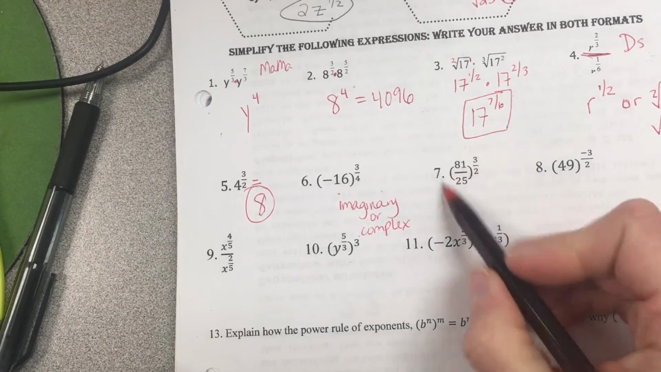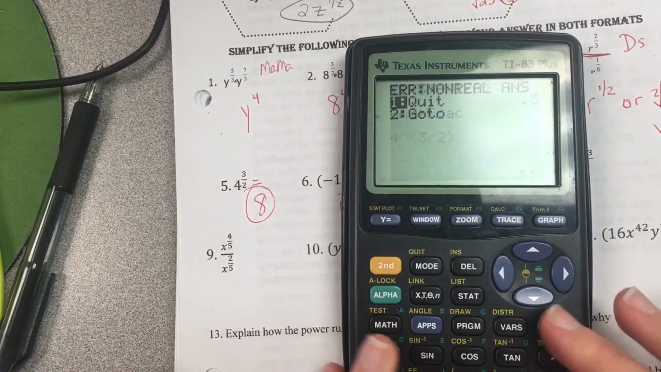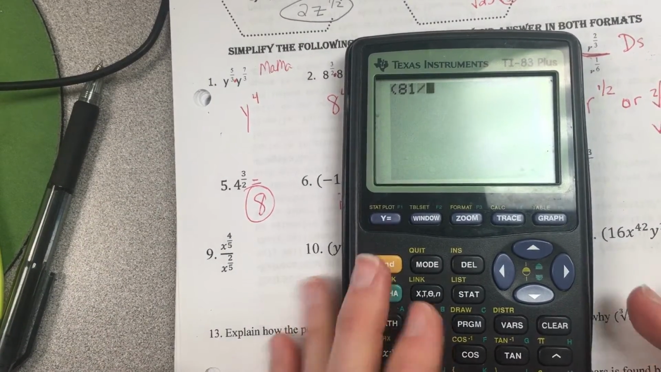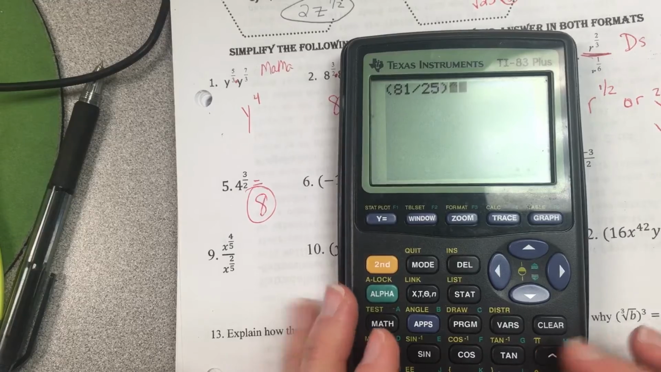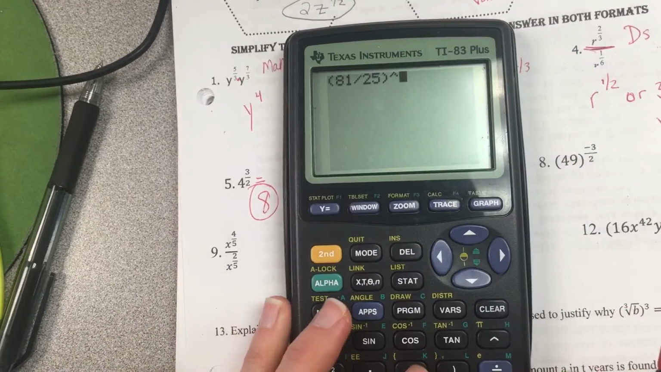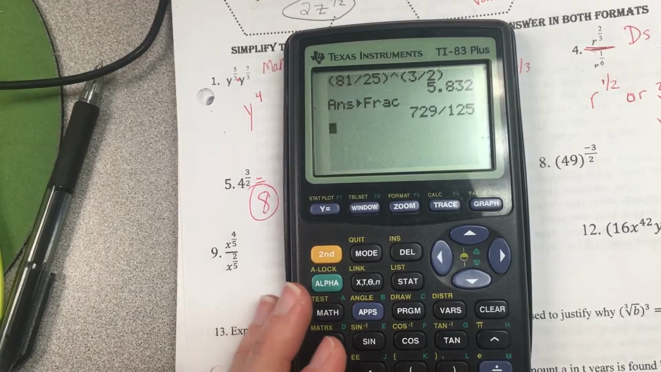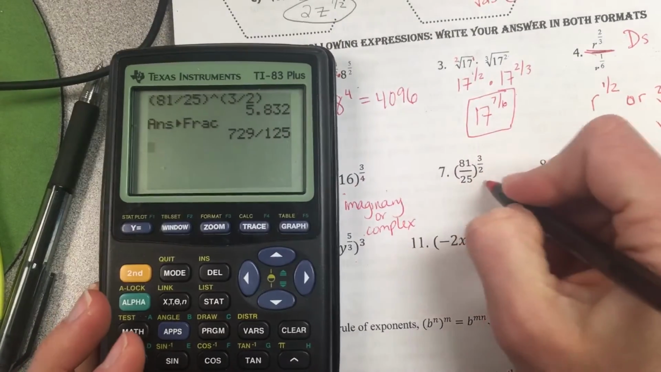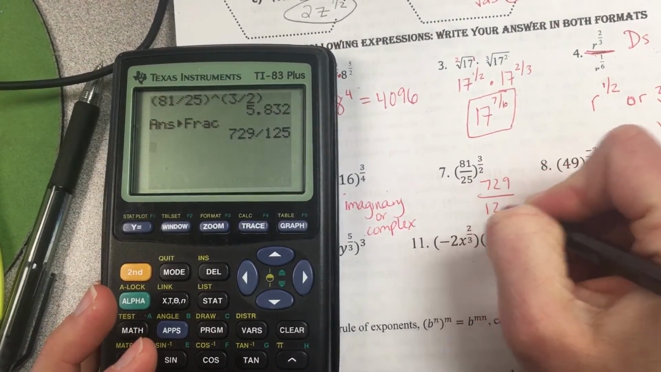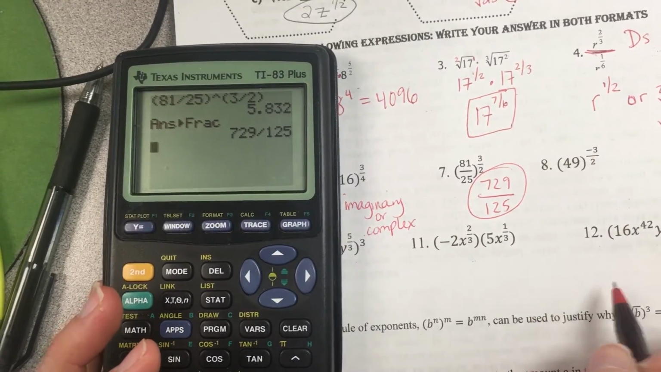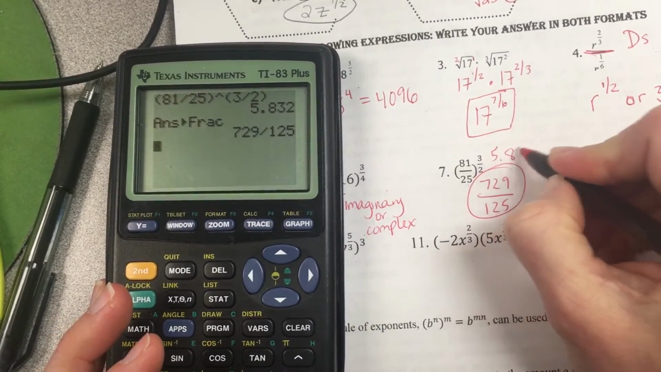All right, number 7, no variables, so I can type it straight in the calculator. 81 divided by 25 to the 3 over 2. I'm going to do math, enter, enter. And it says 729 over 125. You could also do the decimal, 5.832.